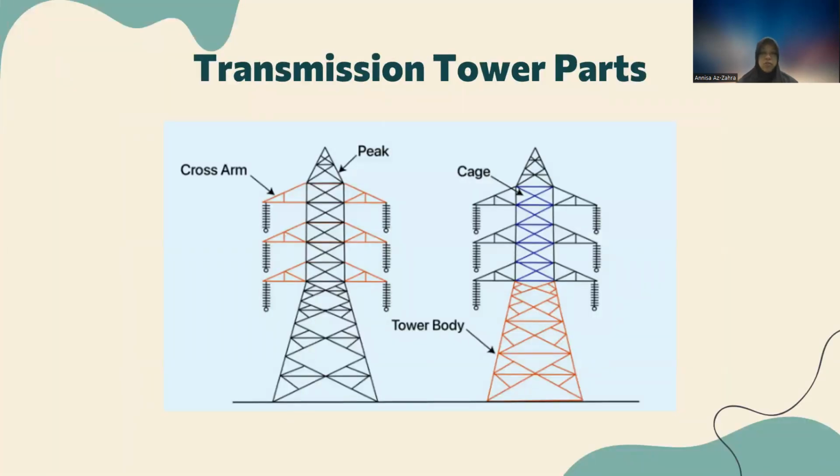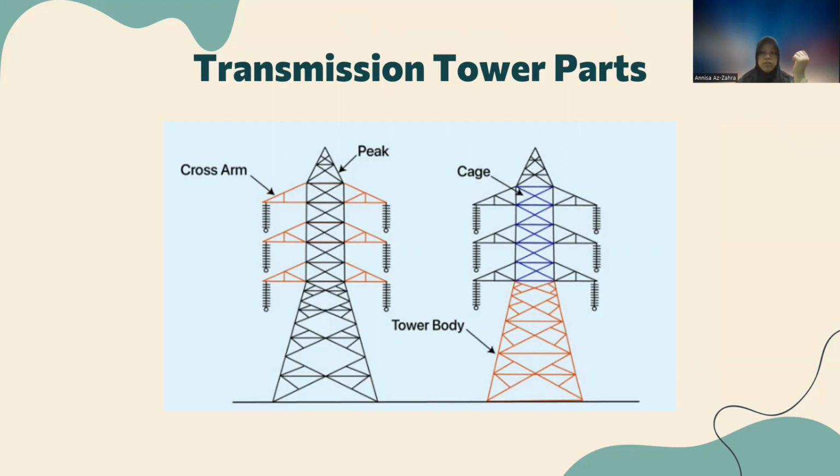Next, transmission tower parts. Transmission tower consists of 3 main parts. Lower part is the tower body. Middle part is the cage, while upper part is called the peak of transmission tower. The sides of transmission tower contains cross arms where insulators are suspended.